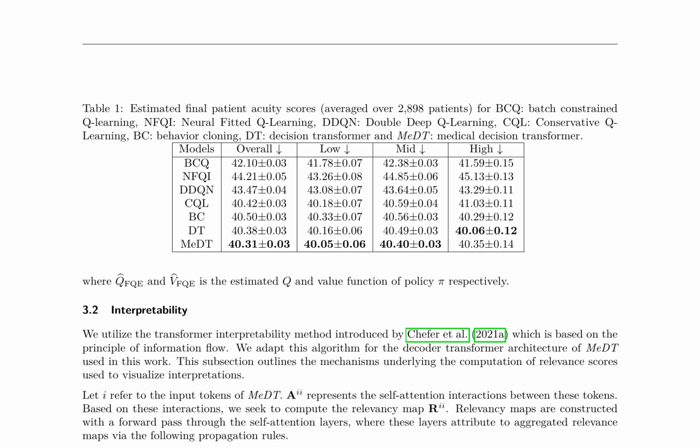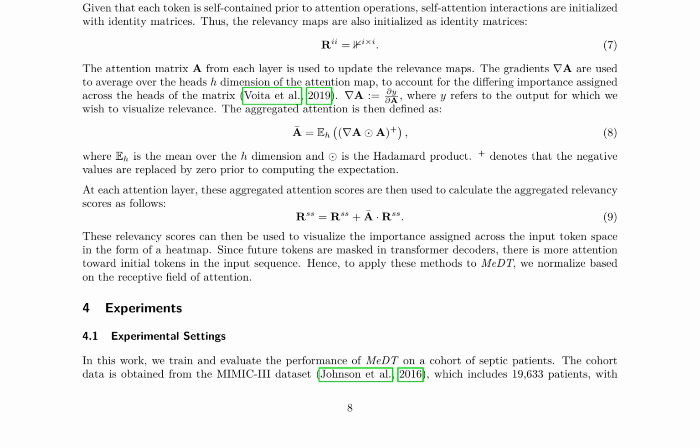To adapt this method to MeDT, relevance scores are normalized based on the receptive field of attention. The experimental settings for MeDT are described in section 4.1, outlining the training and evaluation procedures for MeDT on a cohort of septic patients from the MIMIC-III dataset. The dataset comprises 19,633 patients, with 8,773 septic patients used for training and 2,898 for testing. MeDT's performance is evaluated using various metrics, including estimated final patient acuity scores.